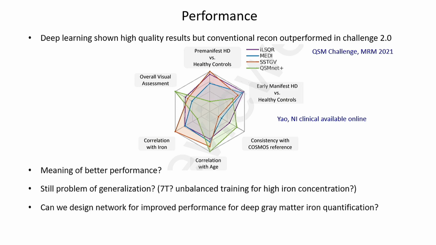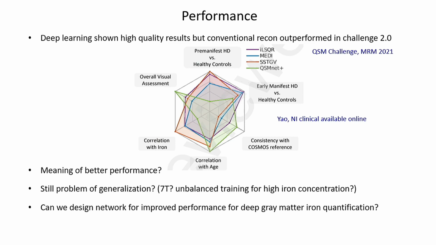Now, what do you mean by better performance of the neural network? Well, okay, that can be the problem with QSMNet Plus, but still, you have to think about how to measure this performance. Also, I believe this can be a generalization issue. They used 7T data, and 3T was the data set for the training. But anyway, there are things that we have to think about.